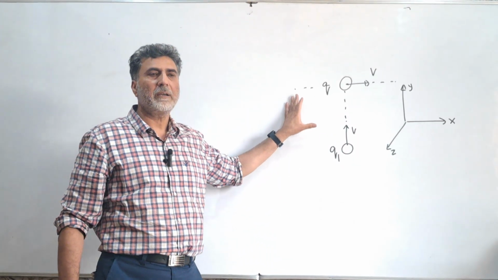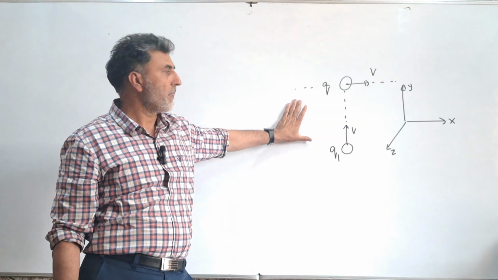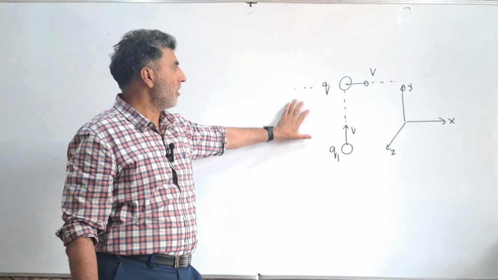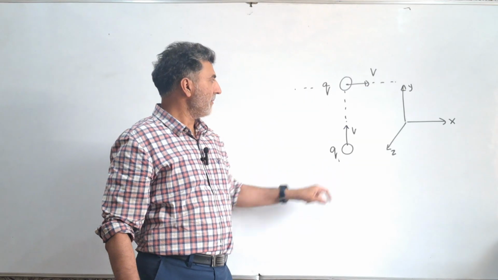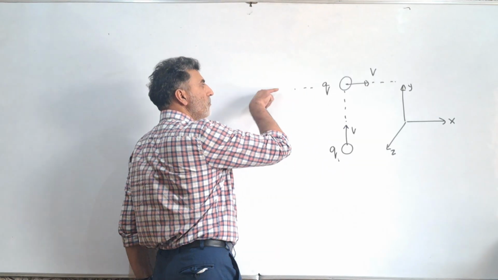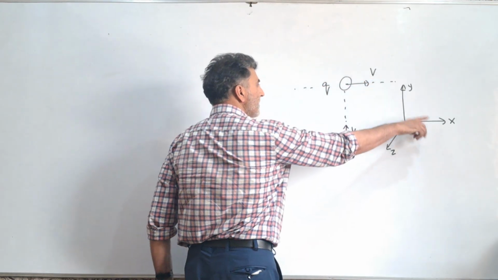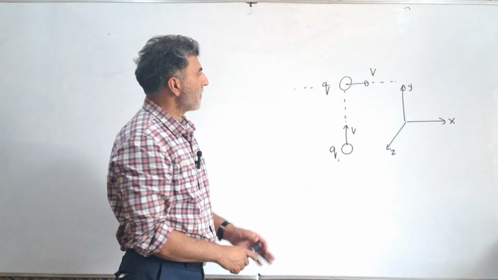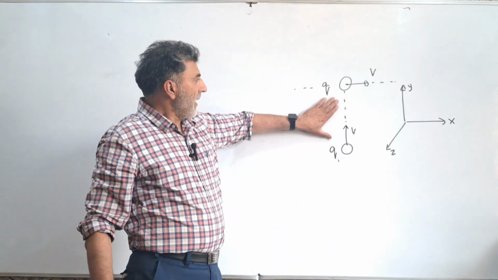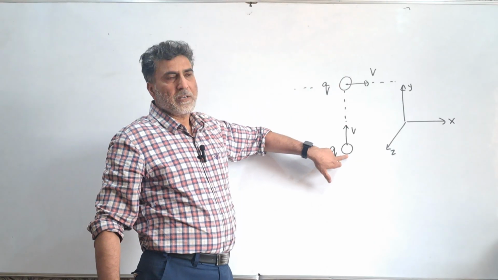आज मैं आपके लिए एक पजलिंग कॉन्सेप्ट लेकर के आया हूं। दो चार्जेस हैं, दोनों चार्जेस सेम हैं। One charge is moving like this horizontally in the x direction and the other charge is moving in the y direction upwards, and I have to find the force between the two charges.